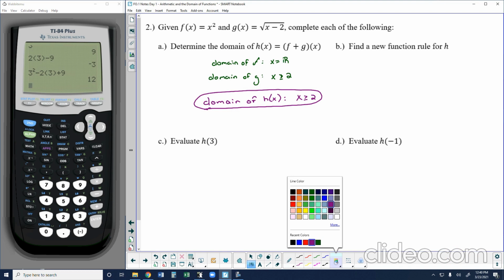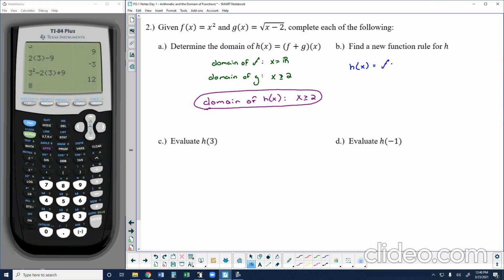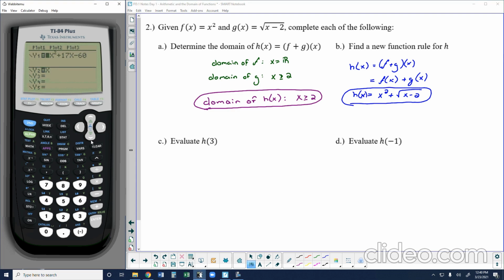Part B says to find a new function rule for h of x. So let's evaluate h of x using the definition. h of x is f plus g of x, which is the same as f of x plus g of x. You wouldn't necessarily have to write down all of the steps, but that allows us to take x squared and add the square root of x minus 2. Now, unlike the last problem, this one cannot be simplified. So this is going to be our function rule for h of x. If I wanted to write h of x as a function, this is what it would look like.